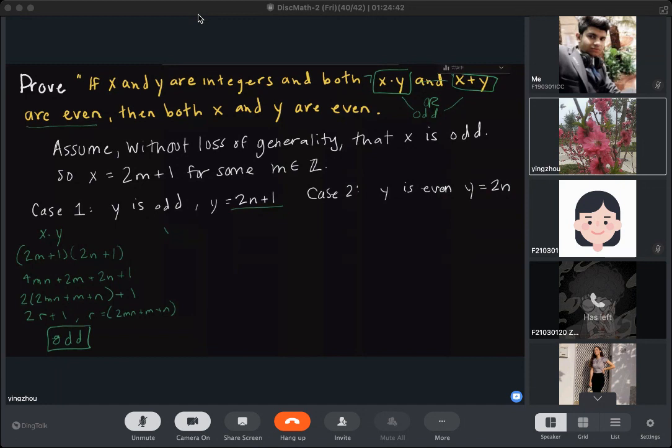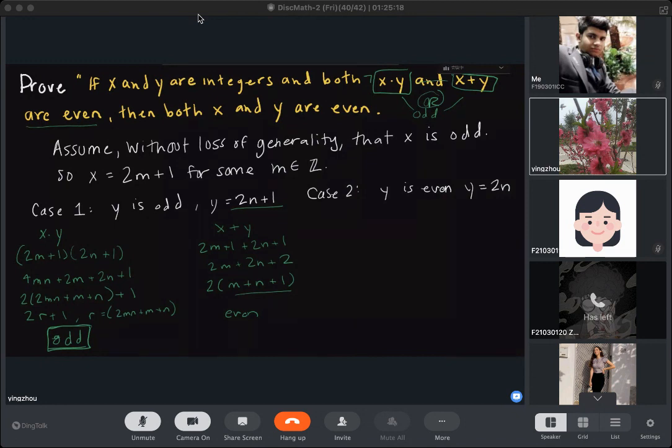I'll move over this x plus y because obviously I'll run out of room if I don't. So x plus y, and I could stop right there for case one because I've already shown that one of them is odd. But let's go ahead and just see what happens. 2m plus 1 plus 2n plus 1 gives me 2m plus 2n plus 2, which gives me 2 times (m plus n plus 1). 2 times something, this is an even. But again, I'm not concerned by that because I just need one or the other to be odd.